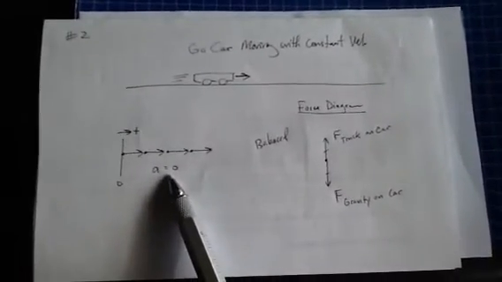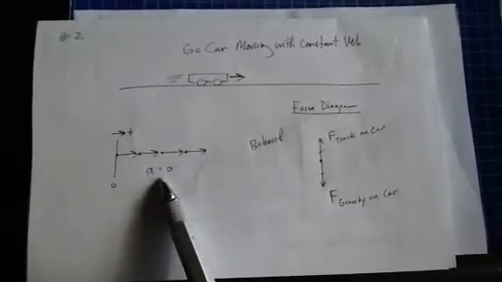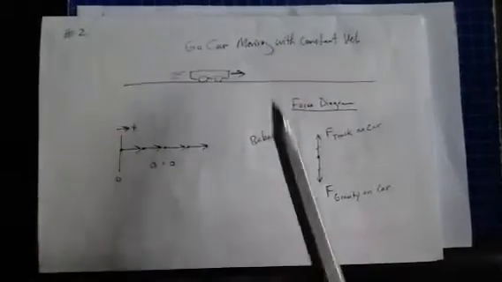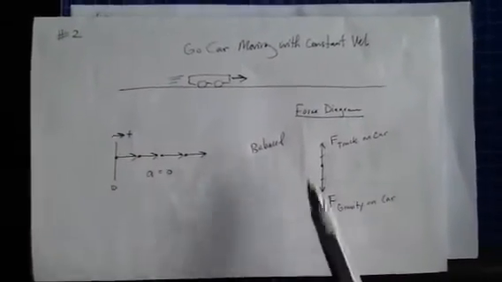Again, some of you have not been putting your A on motion maps. Make sure you do that. The A is 0. No acceleration for that car moving with a constant velocity.